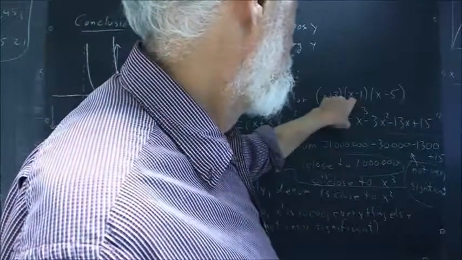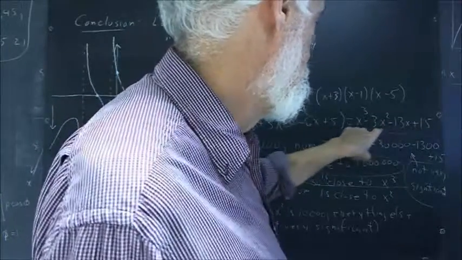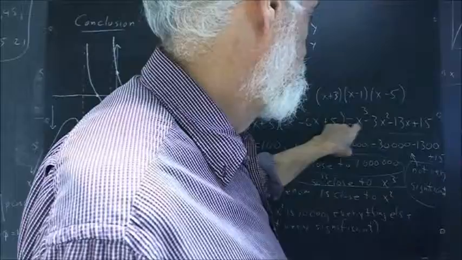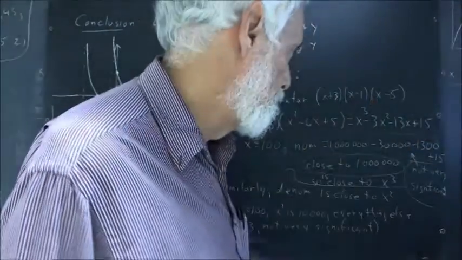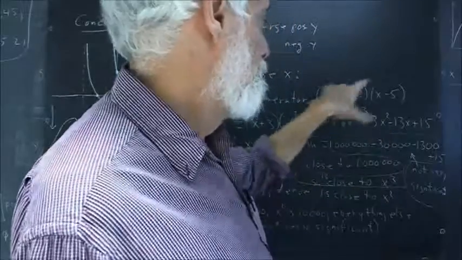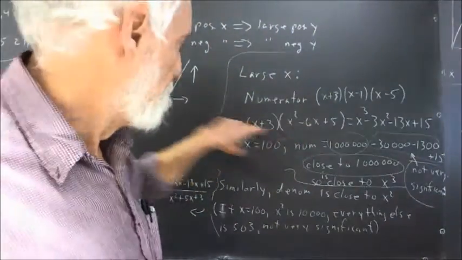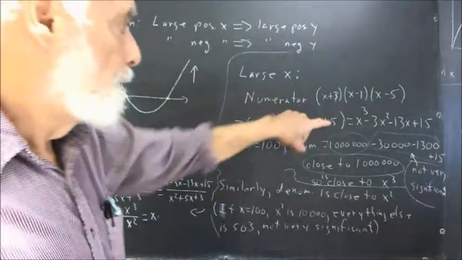If x is equal to 1, we get 1 minus 3 minus 13 plus 15. The negatives add up to negative 16. The positives add up to 16. It's 0. We could check to see if it's 0 for 3, and also 5. And if it is, then we've multiplied correctly. Okay, so there's our numerator, and we've expanded it.